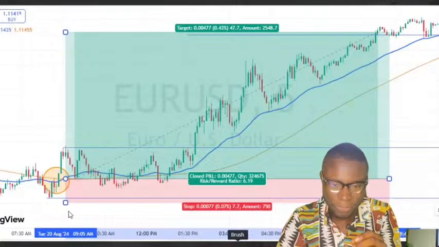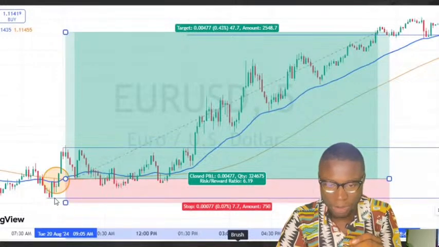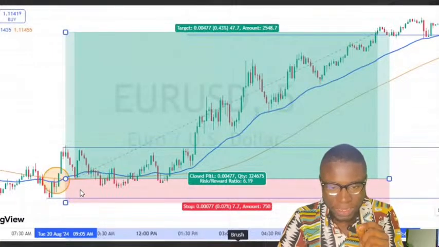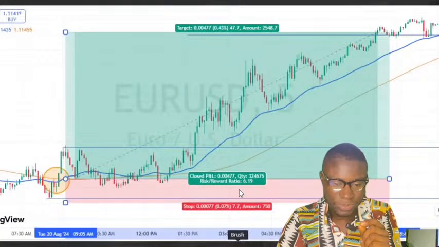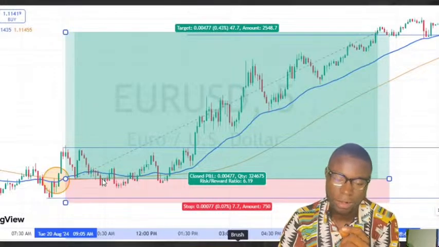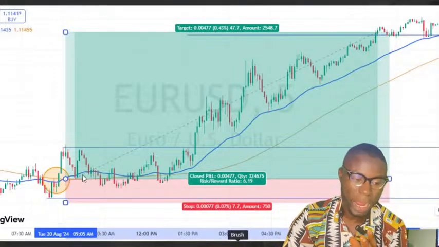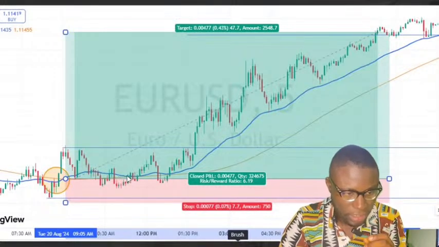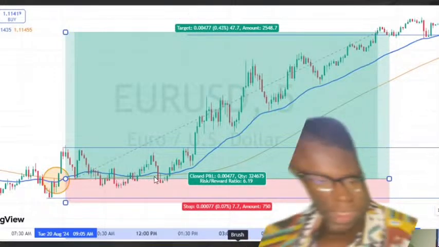Trade right here, then my stop loss came below this low. When my stop loss came below this low, as you can see, I targeted about a 1:6 risk reward ratio here. So at about this point when we entered, you can see how price was just dangling around here. It was consolidating around here.